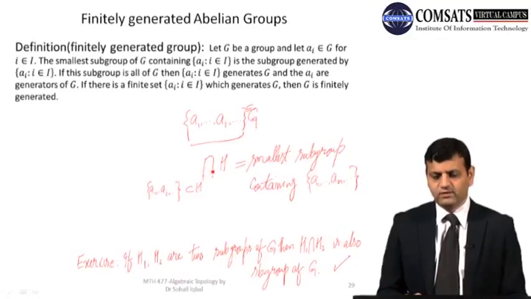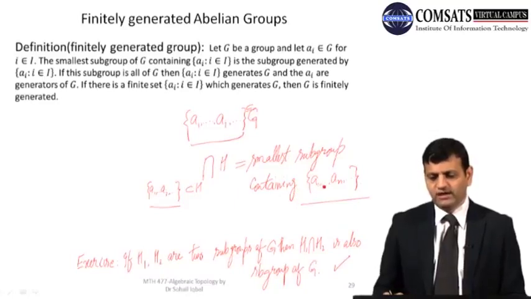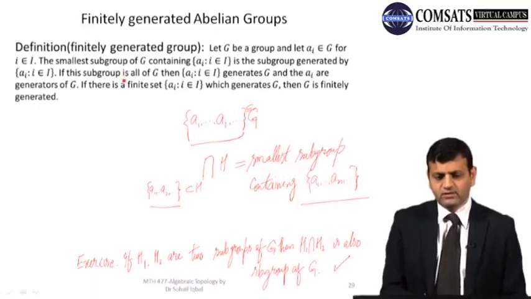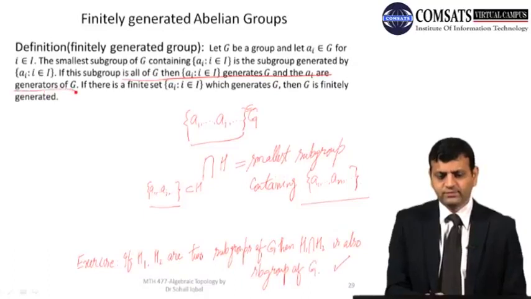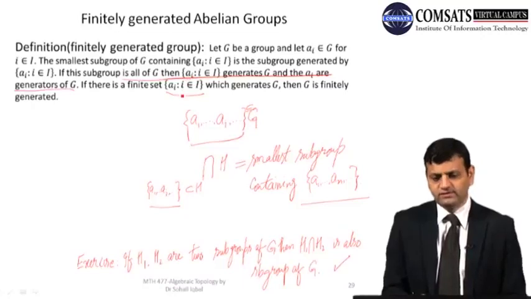So when we take the intersection of all subgroups containing these elements, then of course it's going to be a subgroup of G, and this subgroup is the smallest subgroup containing all these elements. So this subgroup is generated by these elements, and if this subgroup is all of G, then we say that these elements ai generate the group G, and the ai are called the generators of the group G. So if there exists a finite set ai, or this set ai, if it is finite, then we say that G is a finitely generated group.